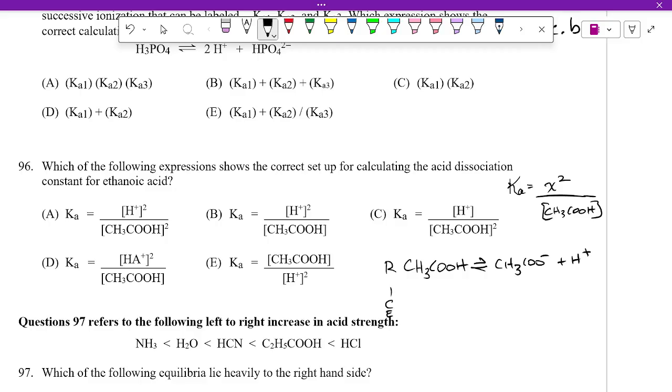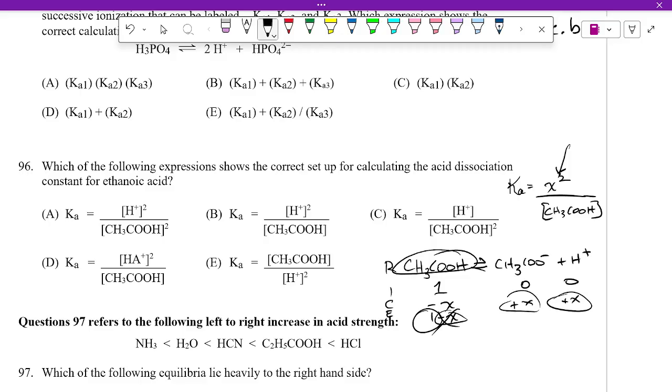And you can just be like, okay, I don't know what the initial concentration is for this one, so I'm just going to call it 1. Yeah? Plus x, or sorry, 0, 0. Plus x, minus x, 1 minus x. Okay, and so we're going to end up with x squared over the concentration of CH3COOH.